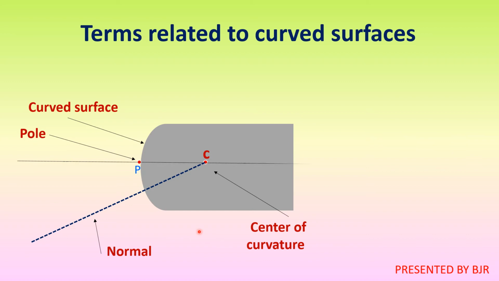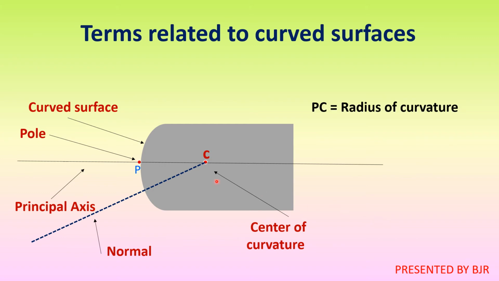And an imaginary line passing through the pole and the center of curvature C is called the principal axis. So this is called the principal axis. Okay, then what is PC? The distance measured from P to C is called the radius of curvature. So PC is called the radius of curvature.